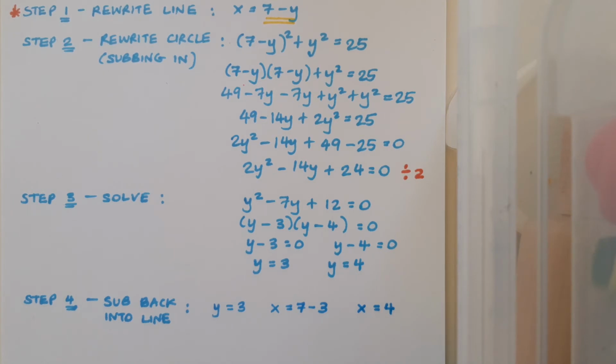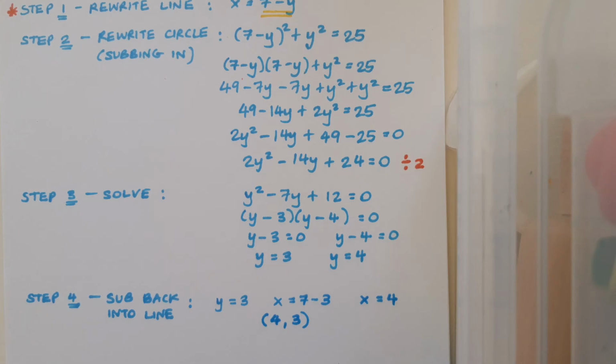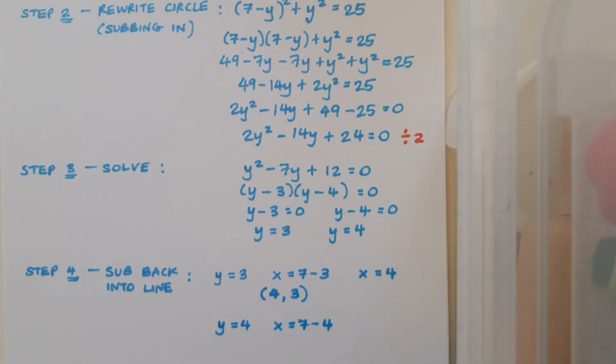Now I want to put this x and y together to make a point. Don't forget, the x always goes first. So I've got a point 4, 3. And now I need to use my y equals 4 value as well. So when I sub that in, I get x equals 7 minus 4. And that means x works out as 3.